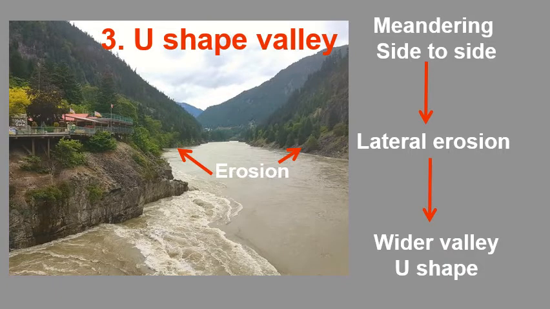We all know that another land feature we are always going to find within a mature valley is a U-shaped valley. As the river is meandering from side to side, the river starts to erode the valley on the sides. Have a look over there where in the photograph I've indicated the two red arrows showing how the river is eroding the sides of the valley, causing lateral erosion. This of course forms a wider valley which is U-shaped.